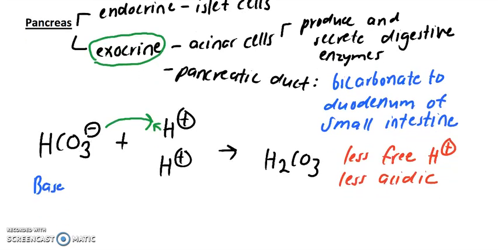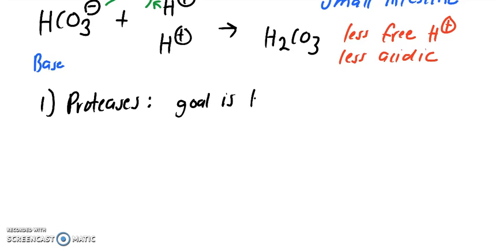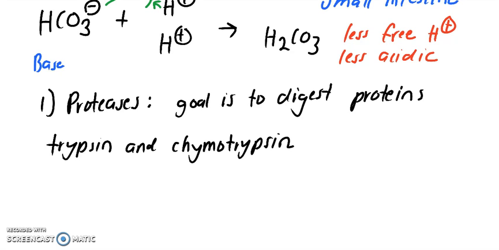Okay, so now back to the digestive enzymes. One class of these enzymes are called proteases, and the goal is to digest proteins. Two proteases are trypsin and chymotrypsin. Let's see what they do.